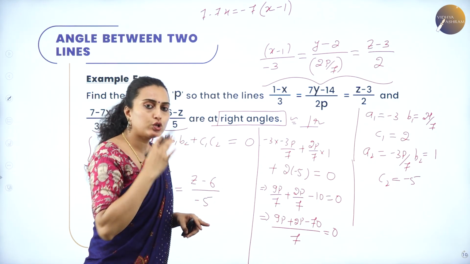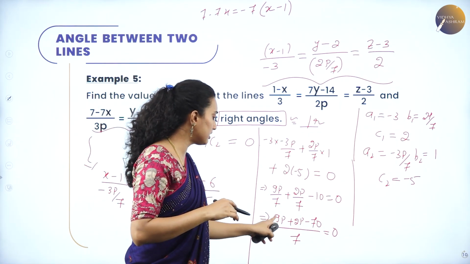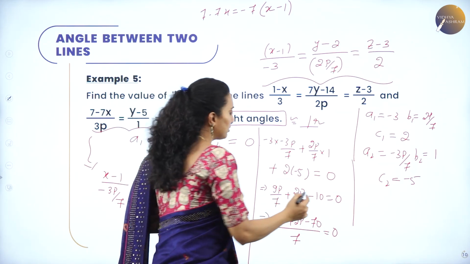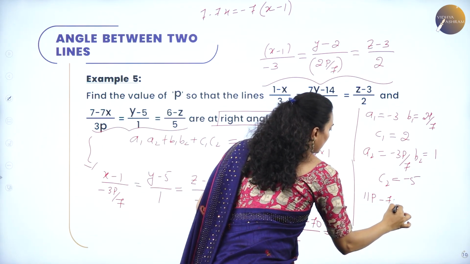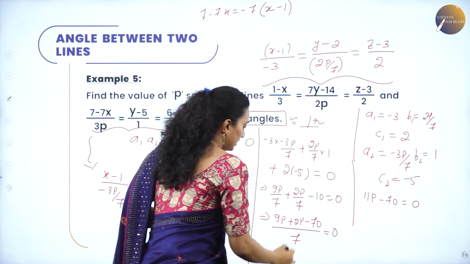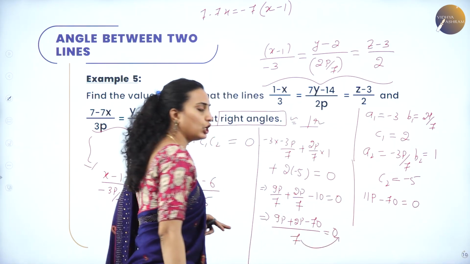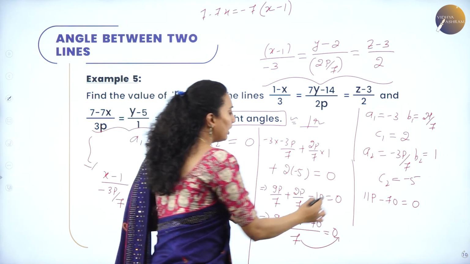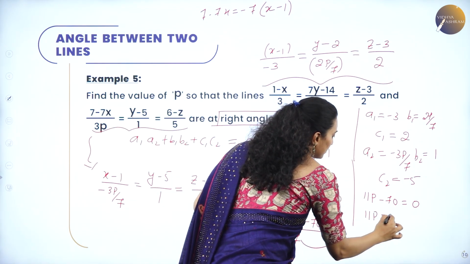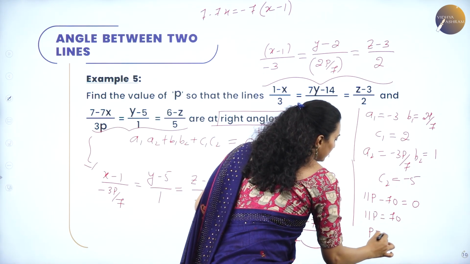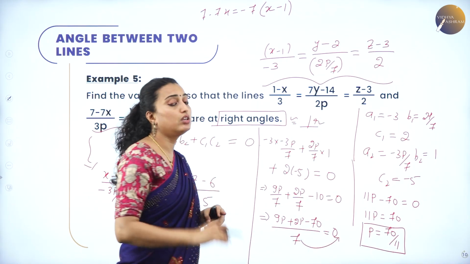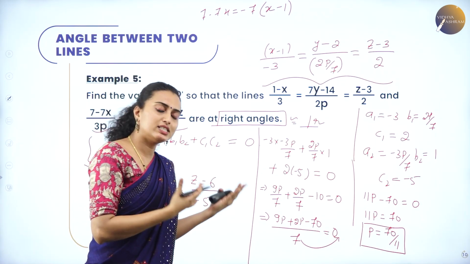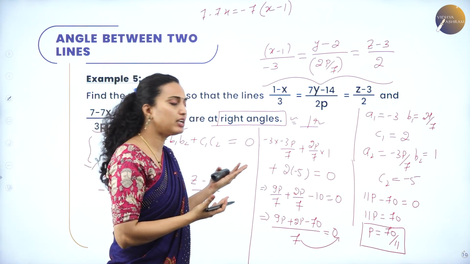Otherwise 7, if you cross multiply, you are going to get it as 9p plus 2p is 11p. So 11p minus 70 equal to 7 into 0. See, I am going to cross multiply this here. 0 into 7 is 0 only. So 11p will be equal to 70, or p will be equal to 70 by 11. That's it, dears. So here what you need to observe? That is the value of p, which is nothing but 70 by 11.